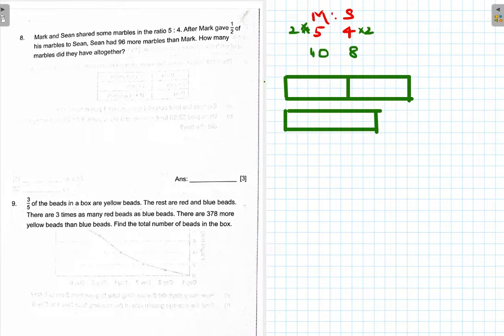So this is Mark, and then this is Sean. So here is 5 unit, and here is 5 unit, correct? And then over here is 5 unit, here will be 3 unit. Oh, this is so good.